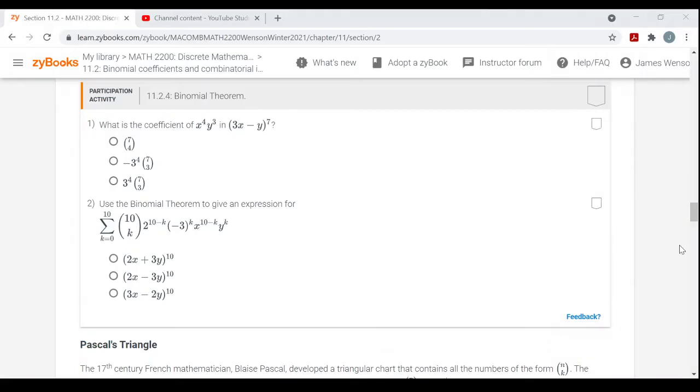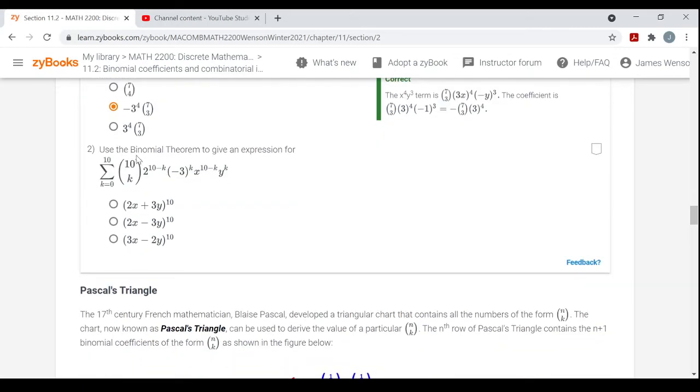Back here. Oh, I should have looked at the choices. Yeah, it was just this 7 choose 3 times, the opposite of 81, -81. This one here. Yeah, but that's negative 2,835. Okay.